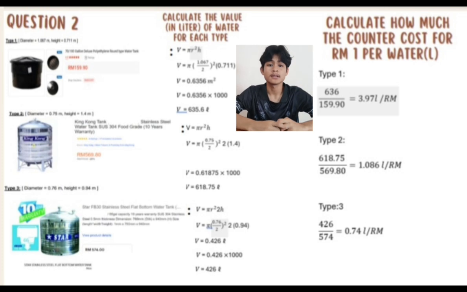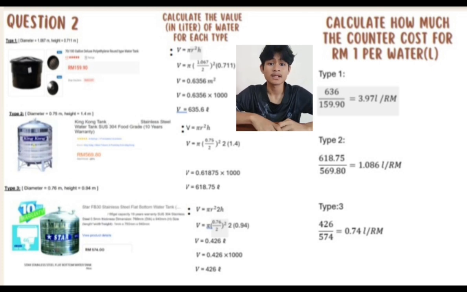I'm going to explain about this slide. So the purpose of this slide is to determine the water capacity volume in liters of three types of tanks using mathematical calculation. Second is the cost efficiency of each tank, measured as cost per liter, RM per liter. This analysis helps choose the best tank based on storage capacity and affordability.